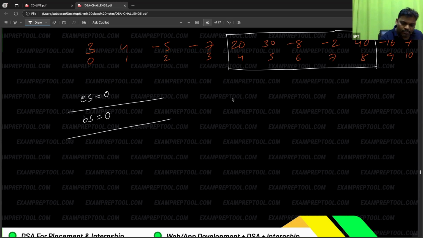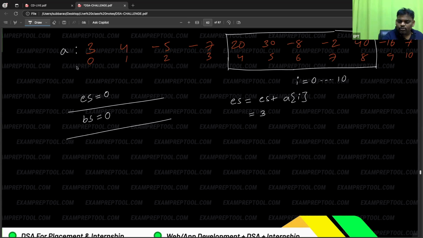Take the first element, I value 1. Every time sum is equal to every time sum plus A of I, where the array name is A and I ranges from 0 to 10. So every time sum is equal to every time sum plus A of 0. So every time sum becomes 3.